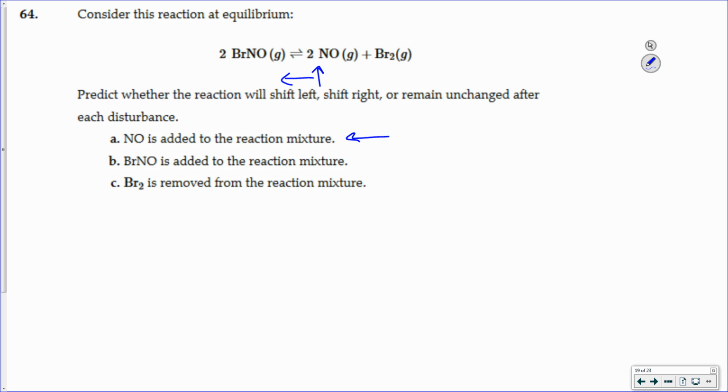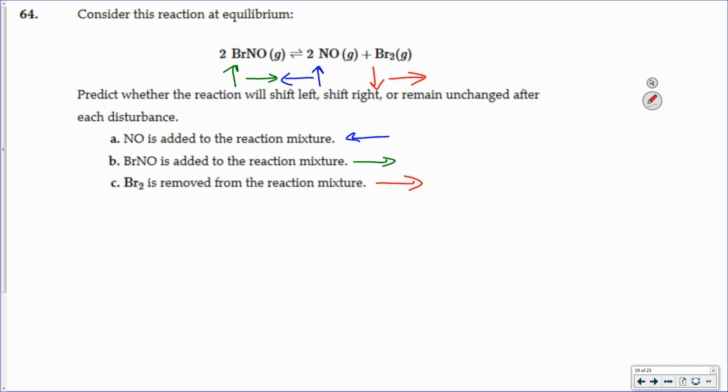Okay. B says I add some of the reactant. So if I add some of the reactant to it, what happens? It can't go to the left. It's going to have to go in the forward direction, so it's going to go to the right. All right, what the last one says, in C, is that some of the bromine is removed. So there's a way of selectively removing the bromine gas from the mixture. How's it going to respond? If you pull a product out, the reaction goes in the forward direction.